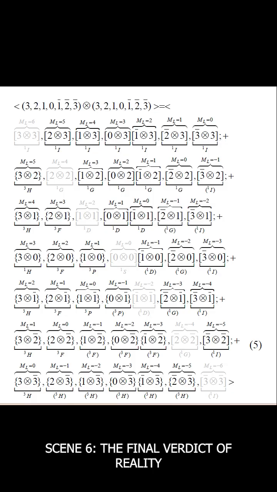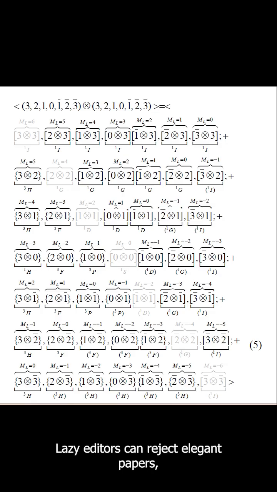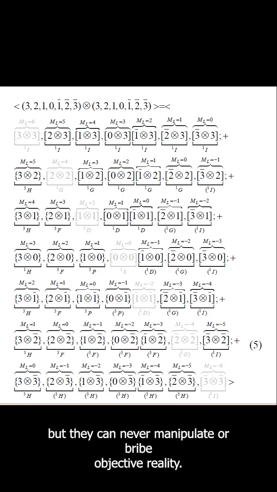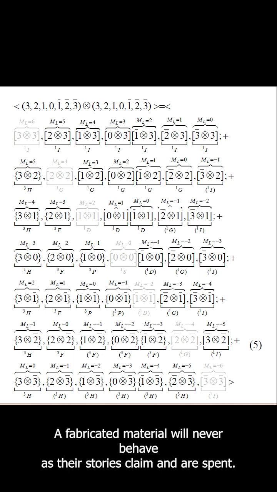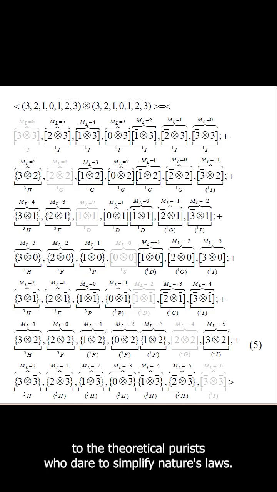Scene 6, The Final Verdict of Reality. Peer review can be manipulated. Lazy editors can reject elegant papers, but they can never manipulate or bribe objective reality. A fabricated material will never behave as their stories claim. And our spin partitioning method remains mathematically and physically unassailable, proving that true scientific progress belongs to the theoretical purists who dare to simplify nature's laws.